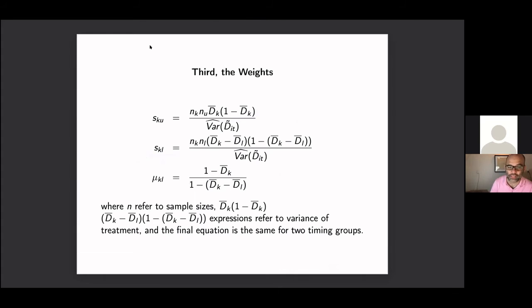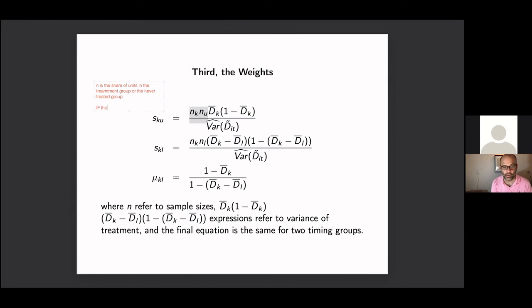All right, so here's the weights. Here's some of the weights in the decomposition. So what you've got is NK and NU. All right, NK and NU. And what N is, N is the share of units in the treatment group or the control group or the never treated group.